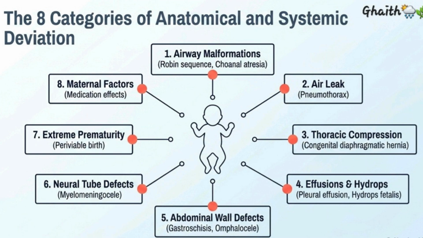Moving further down, abdominal wall defects, gastroschisis and omphalocele, and neural tube defects, specifically myelomeningocele. And 2 categories are systemic rather than anatomic: extreme prematurity, at the margin of viability, and maternal factors, medication effects that cross the placenta and depress the newborn. We'll take each of these in turn, focusing on the mechanism, the diagnostic clue that tips you off, and the tactical pivot away from standard technique.